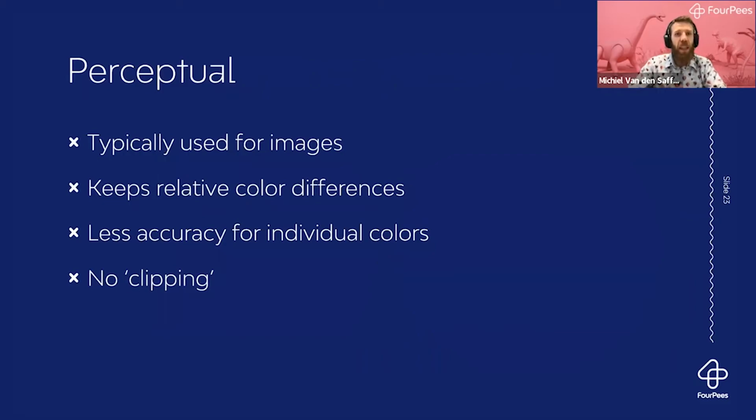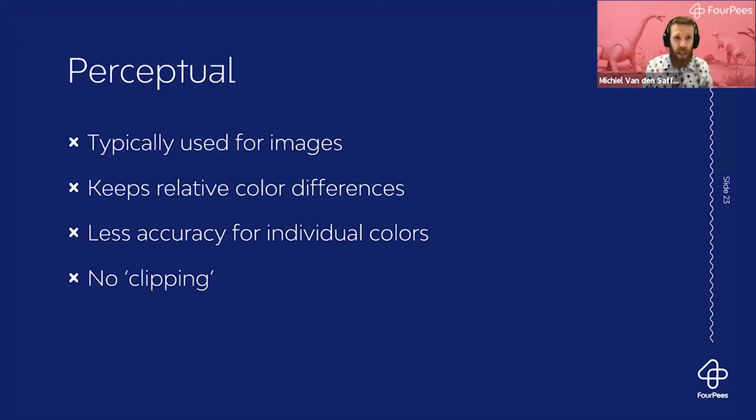Perceptual is typically used for photographic images. It keeps relative color differences. You saw that in the circle when it scaled. The difference between two colors will stay relatively accurate. Any two colors will be different from their original colors, so less accurate, but the difference between each of the colors will be just about the same.